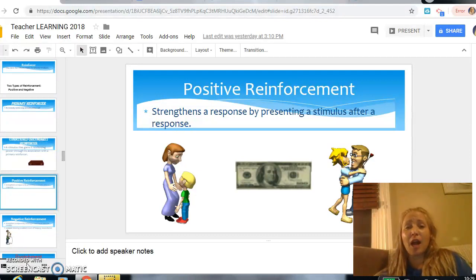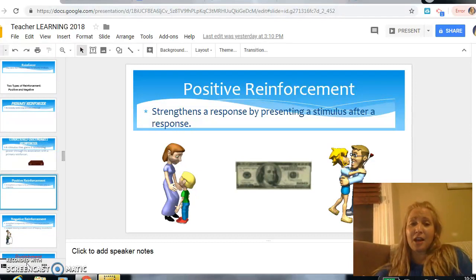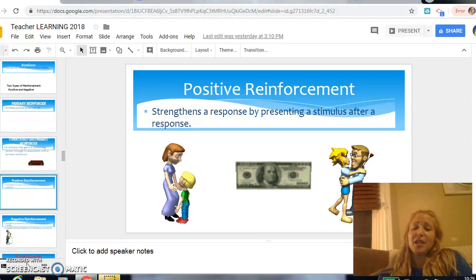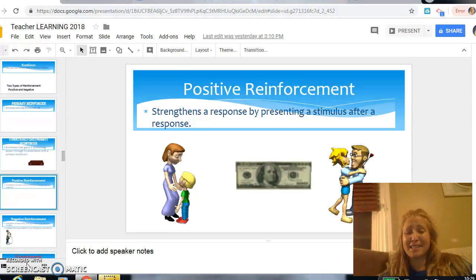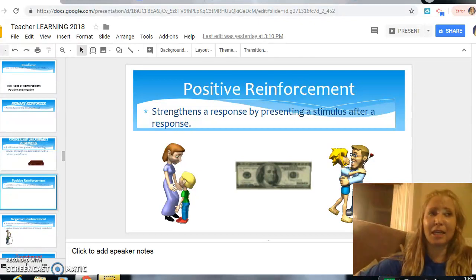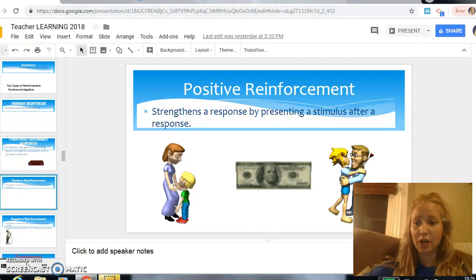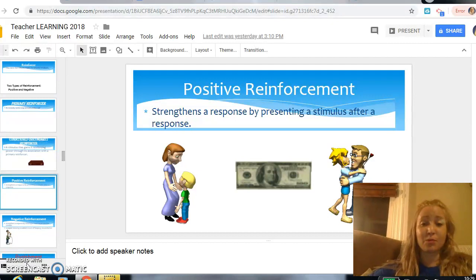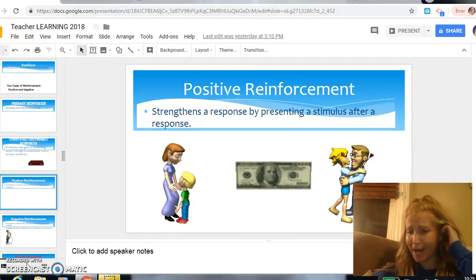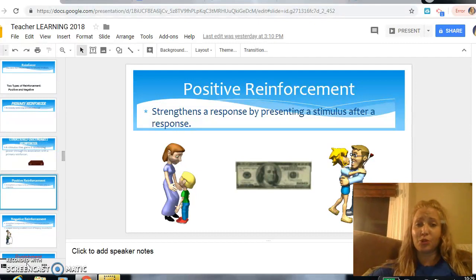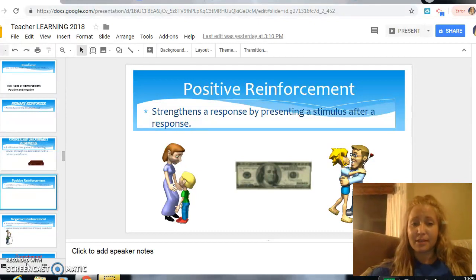So we know that operant conditioning is all about voluntary behavior. So those are the types of reinforcements and punishment. The first kind, and I'll show you a little chart in a little bit, is positive reinforcement. I think this is the easiest one to remember. Positive reinforcement is when you add a positive stimulus to strengthen a behavior or strengthen a response.